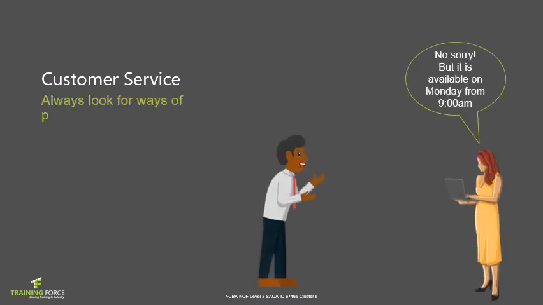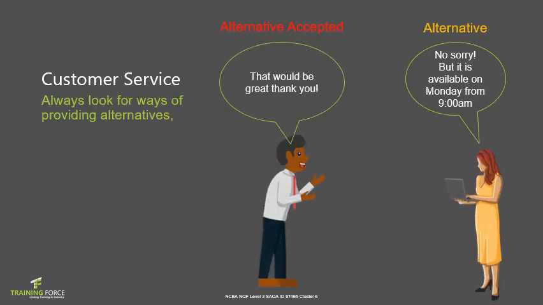Always look for ways of providing alternatives to assist the customer in meeting their initial need. In the scenario, Julie provides John with a solution. She says, no, sorry, but it is available on Monday from 9 a.m. If this did not meet John's needs, Julie could have looked for another alternative, maybe to look for another venue, and advise John to try another venue in the building.